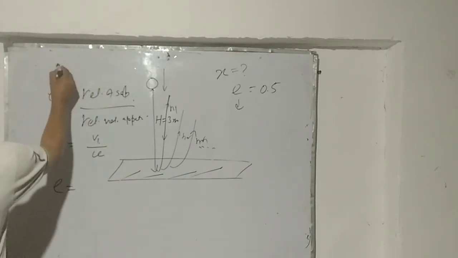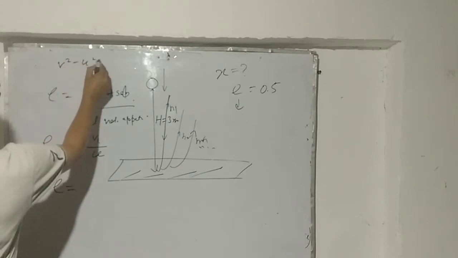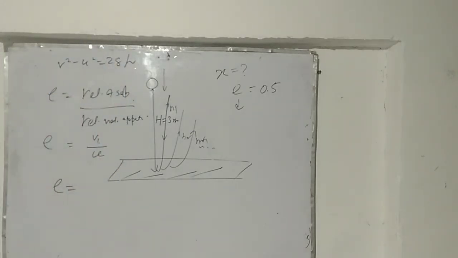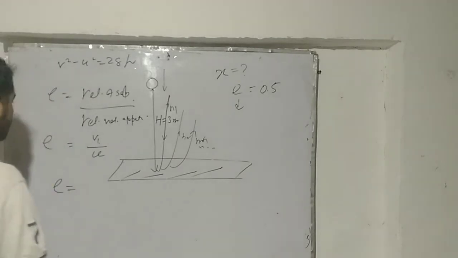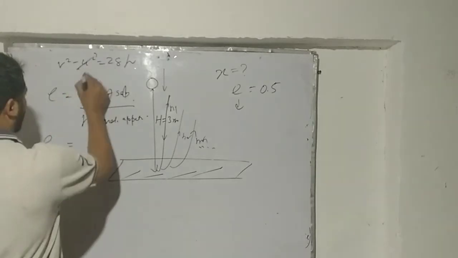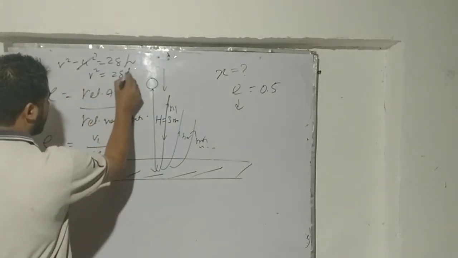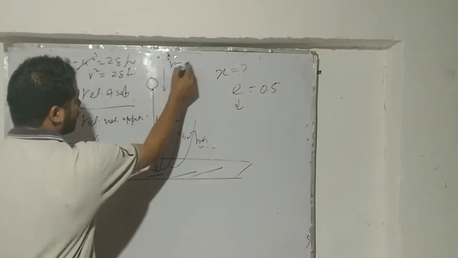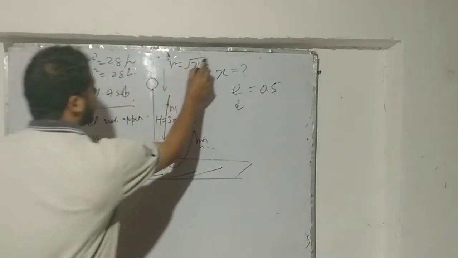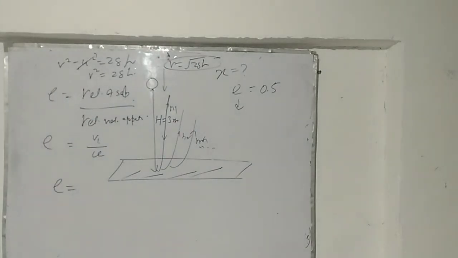I will use the equation v squared minus u squared equals 2gh. As the particle starts from rest, the initial velocity is zero, and that term goes out, so v squared will be 2gh. That means my particle velocity will be the square root of 2gh. I will use this equation in every collision.